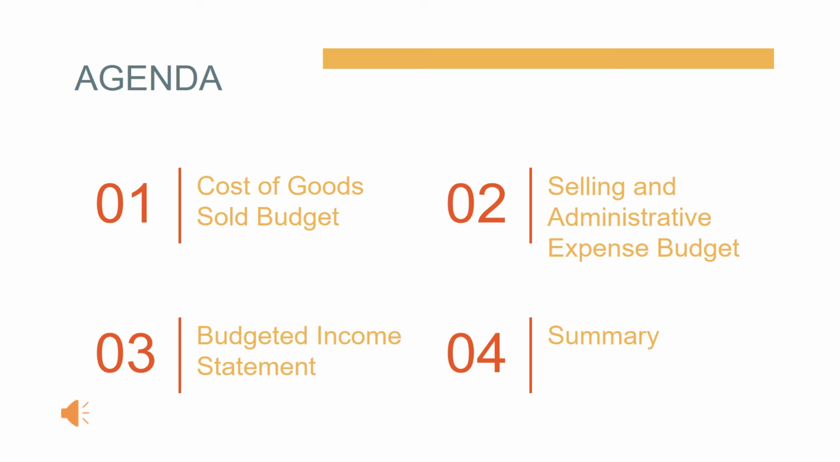So I will be discussing the cost of goods sold budget, the selling and administrative expense budget, the budgeted income statement, and then in the end of this report I'm going to summarize the important aspects of these budgets.